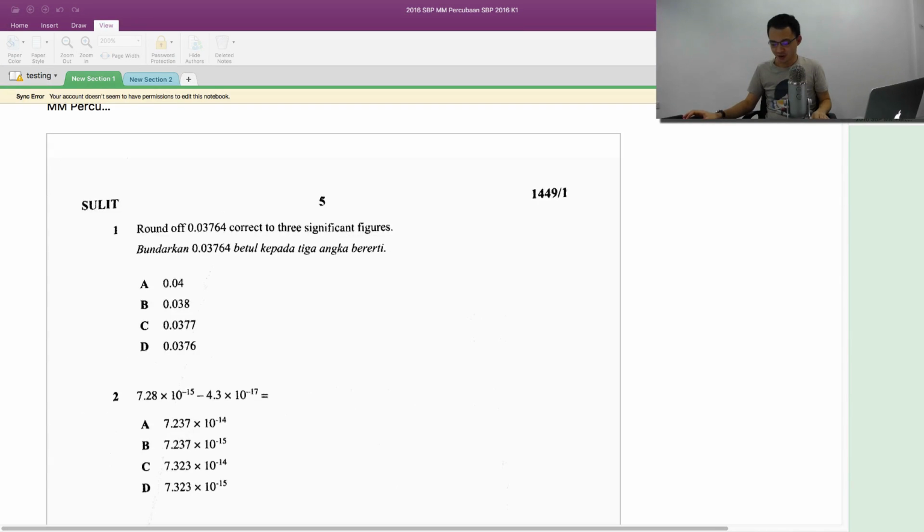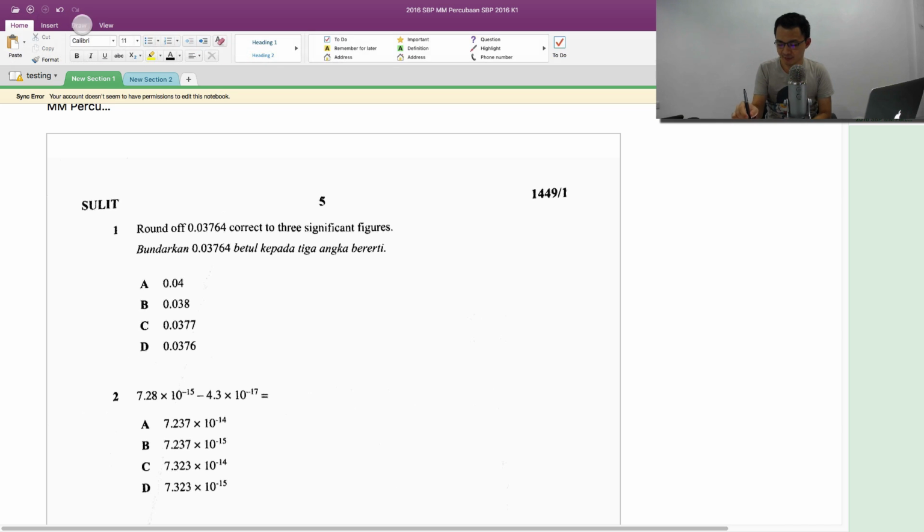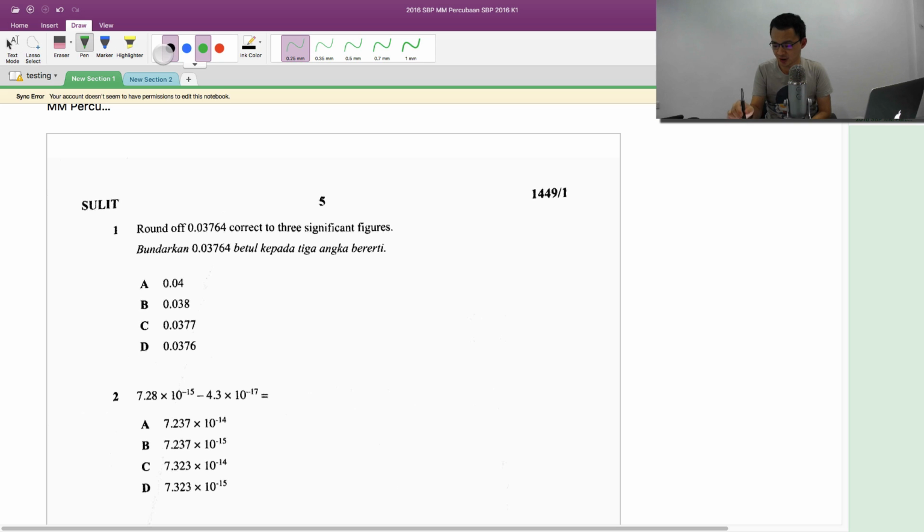Alright, so today we will discuss the SBP Paper 1 for Modern Math. This is the trial paper for 2016. Okay, let's start the questions.